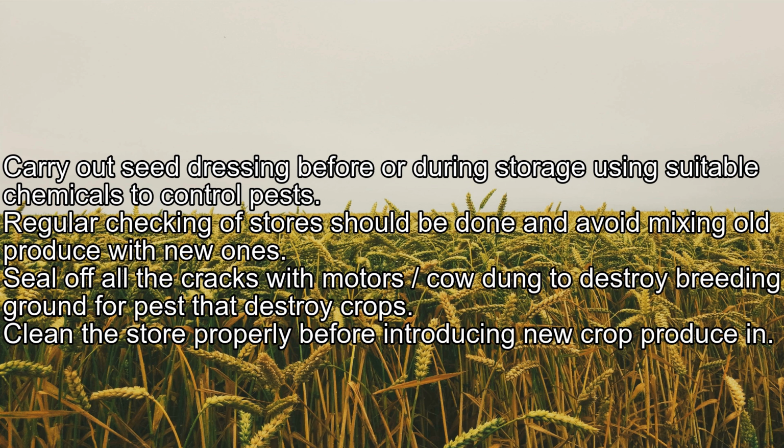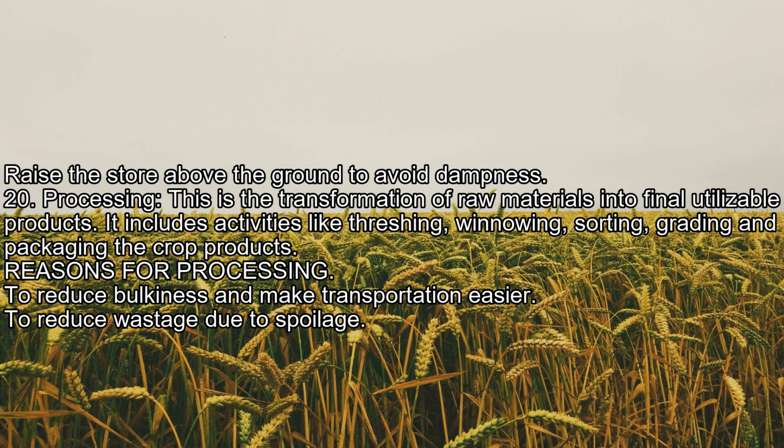Seal off all the cracks with mortar or cow dung to destroy breeding grounds for pests that destroy crops. Clean the store properly before introducing new crop produce. Raise the store above the ground to avoid dampness. 20. Processing. This is the transformation of raw materials into final utilizable products. It includes activities like threshing, winnowing, sorting, grading, and packaging the crop products.